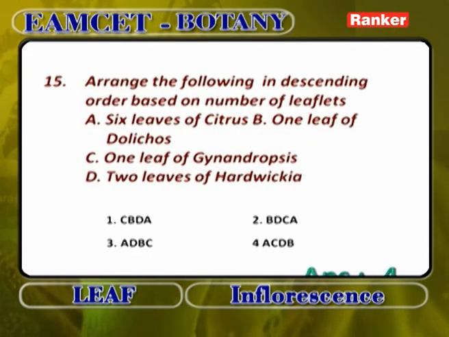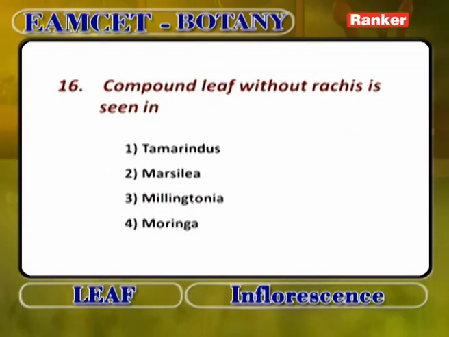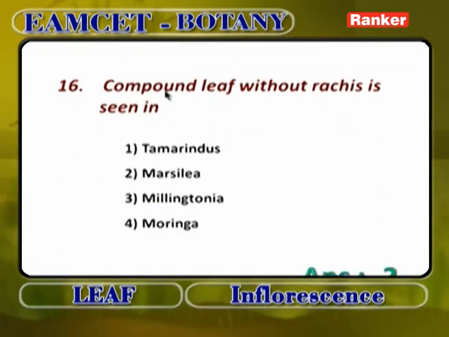A, C, D, B. A means 6 leaves of citrus. C means 1 leaf of Gynandropsis. D means 2 leaves of Hardwickia. And B means 1 leaf of Dolichos. This is the answer. Next, compound leaf without a rachis.